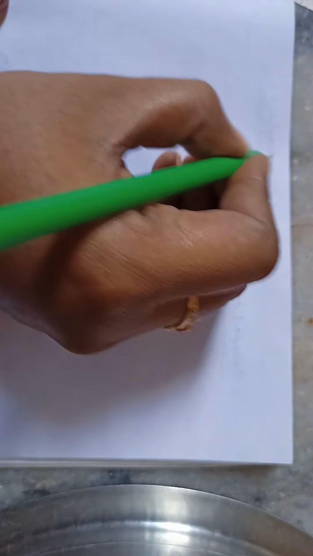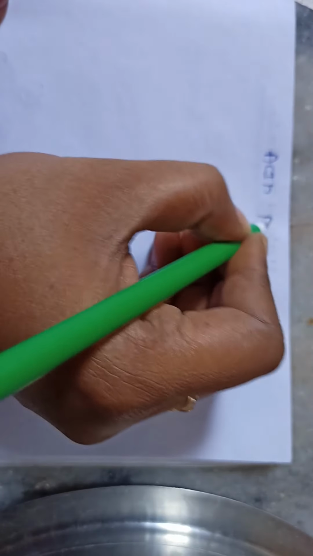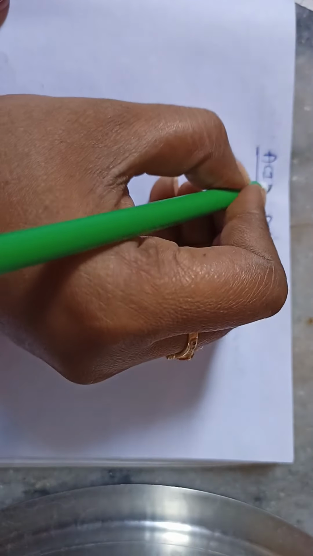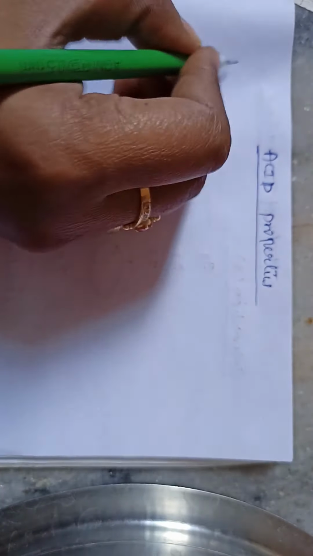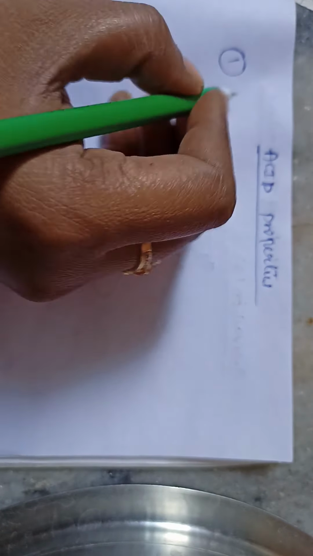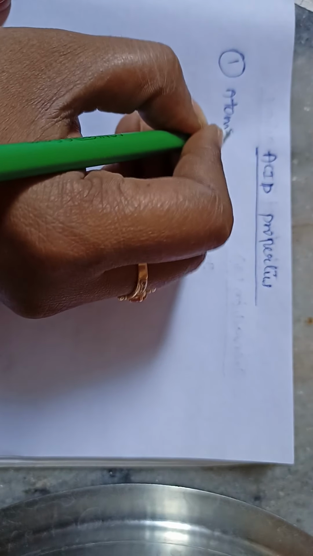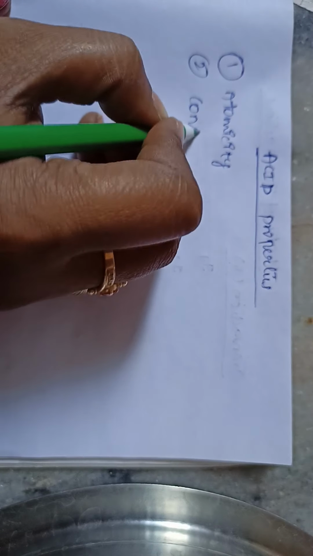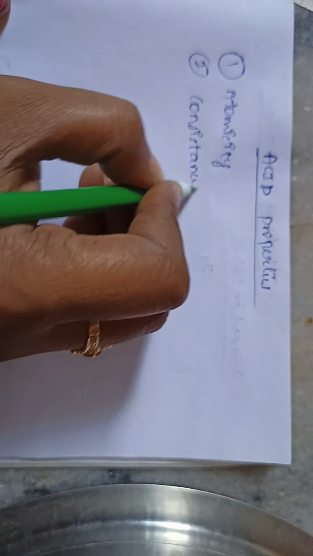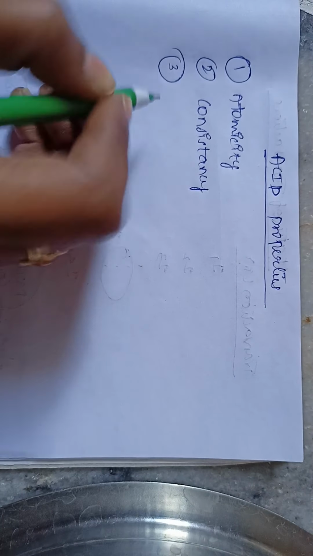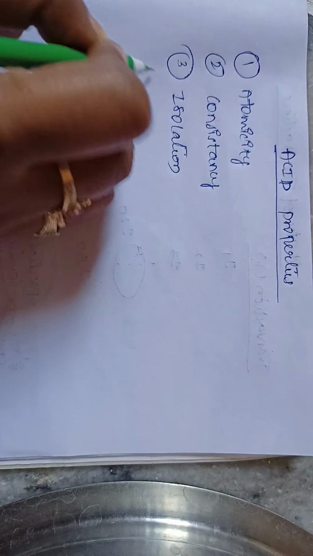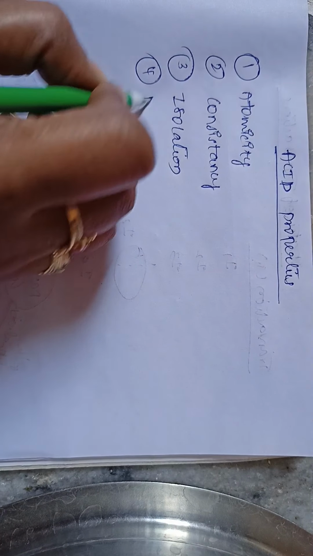Today the class is ACID properties. ACID is actually an acronym, an abbreviation. A stands for atomicity, C stands for consistency, I stands for isolation, and D stands for durability.